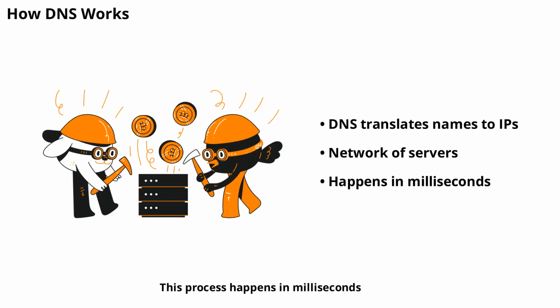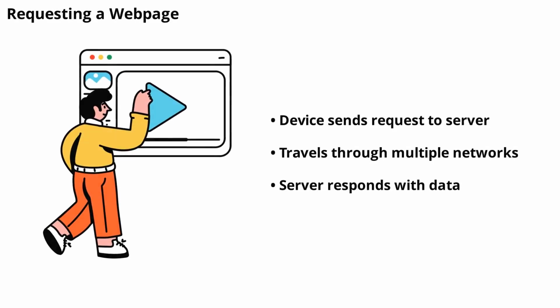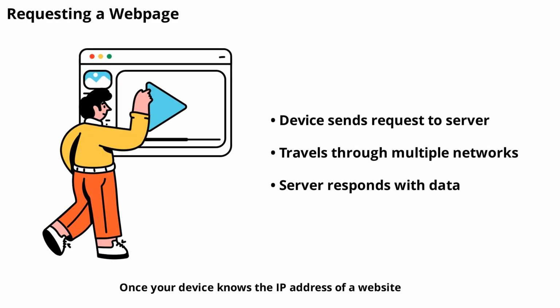This process happens in milliseconds, making web browsing fast and seamless. Once your device knows the IP address of a website, it sends a request to the web server hosting that site. This request travels through your local network, your ISP, and the internet backbone before reaching its destination. The server then responds by sending the website's data back to your device, where your browser displays it.